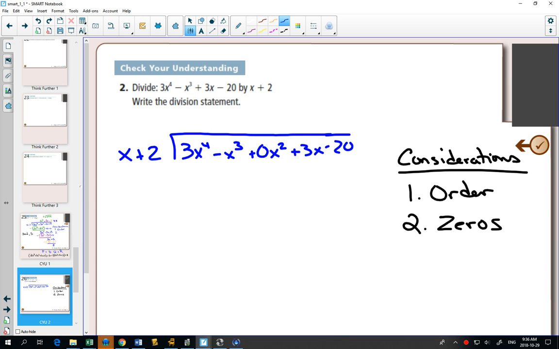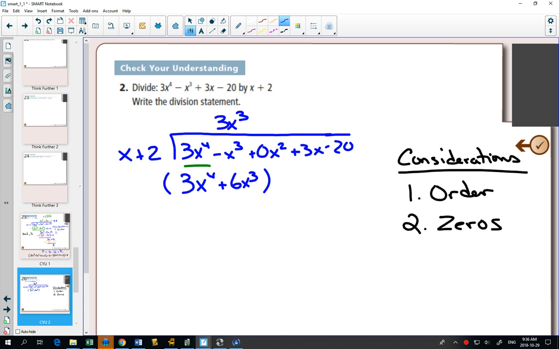So we color code. Ooh, we get to pick a new color. Okay, 3x to the 4. Is there something you can multiply x plus 2 by to get 3x to the 4? Yes. 3x cubed, which would give us 3x to the 4. 3x cubed times 2 would be plus 6x cubed.